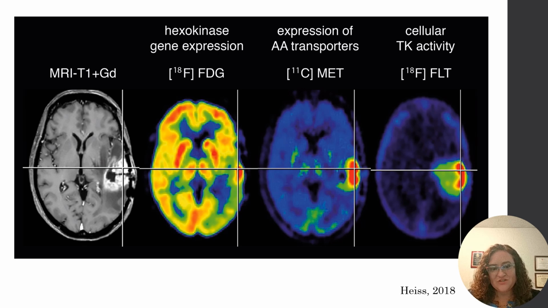And these crosshairs are all pretty much lined up there, so it's localized, showing you right where to look if you can't tell. But then with the MET, you're seeing the overexpression of amino acids, so it's showing you how metabolically active it is. And then with the FLT, it's showing you the cell proliferation. So it's showing you kind of how rapidly it's growing. And I want to point out that it looks a lot larger with the FLT, a larger area than what you're seeing with the other radionuclides or even the MRI.